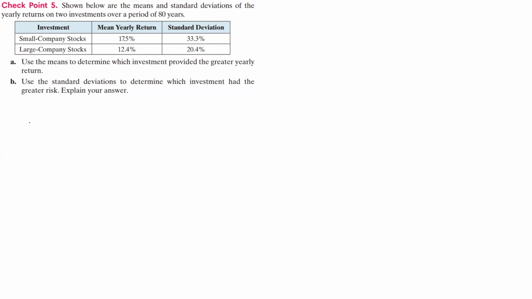Well, okay, for A, which investment provided the greater yearly returns, that's going to be the one that has the higher mean, I would say. And so in that case, the higher mean is that one. So that means A is going to be the small company stocks. That's going to give us the higher return, again, because we had a higher mean.